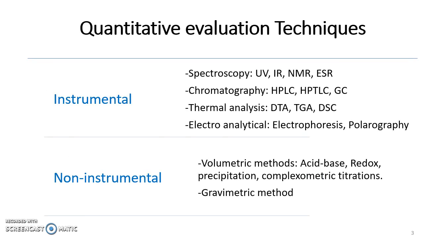Now coming to quantitative evaluation techniques. They are majorly divided into two types of techniques: instrumental methods and non-instrumental methods. Instrumental methods make use of various instruments for evaluation like spectroscopy, where UV, IR, NMR, ESR techniques are widely used. Other techniques like chromatography, thermal analysis, electroanalytical techniques are also used for drug evaluation. Non-instrumental techniques are based on measurement of volume or weight of the substance.